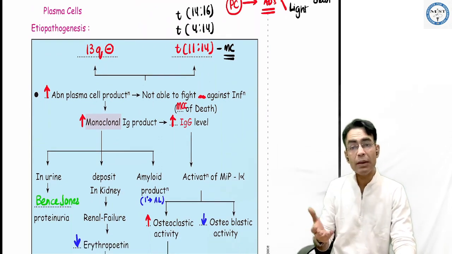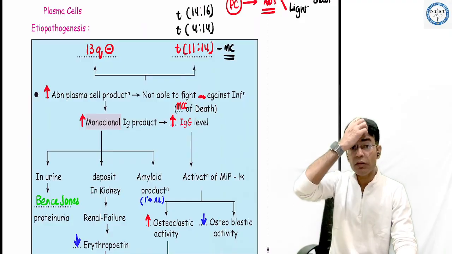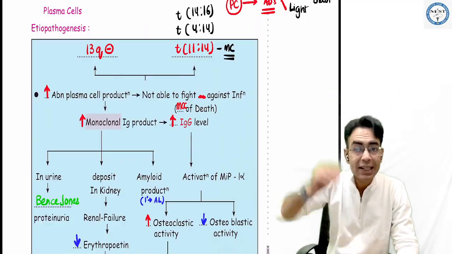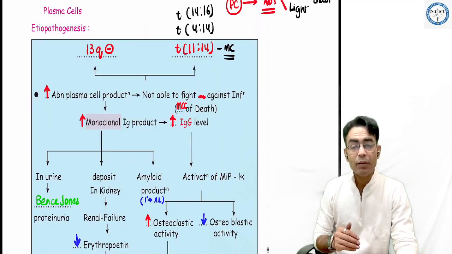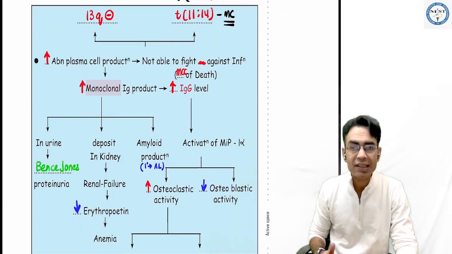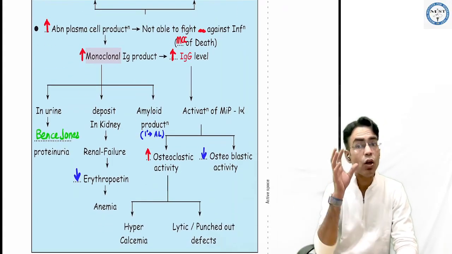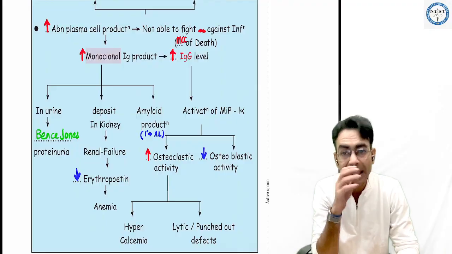You are making too much of antibodies. Which antibodies are more commonly made because of this monoclonal protein? Abnormal IgG antibodies. And this abnormal IgG antibody can start the osteoclastic activity, so the patient will have a lot of osteolytic lesions.